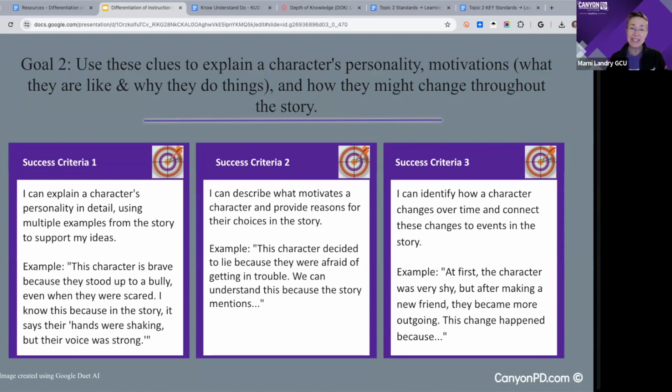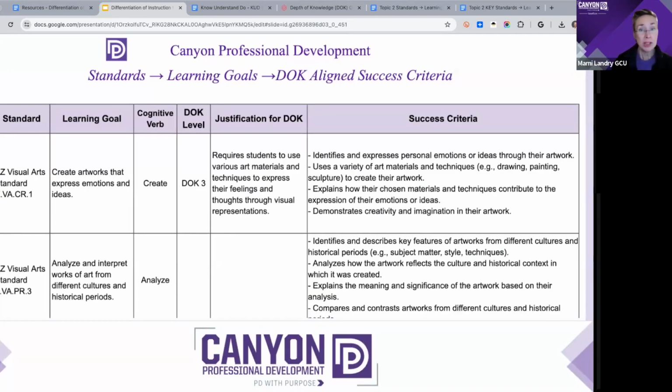Okay, that's a lot. But so now it is time for you to try different parts of this entire process. Going to ask you to pause for a while and try this exercise. You're going to navigate to the document that's called Standards to Learning Goals to DOK Aligned Success Criteria. This is a document in your course documents.